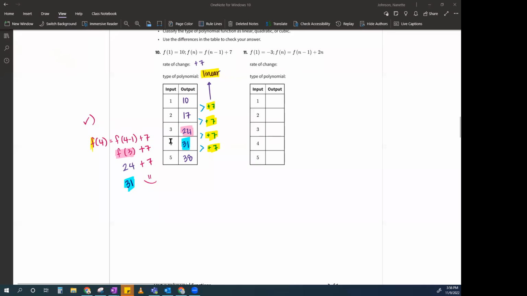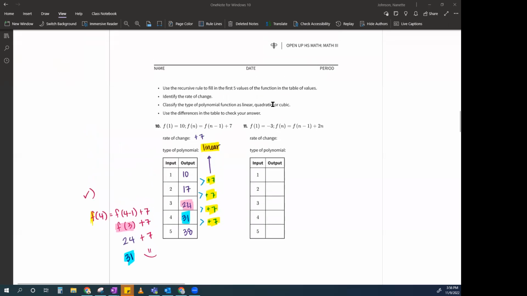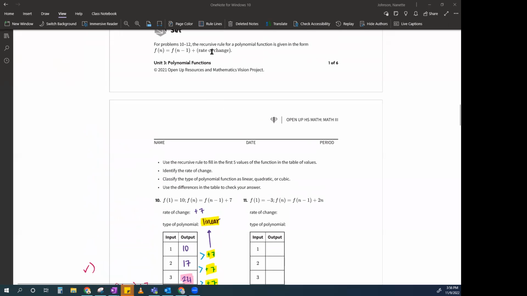Okay, so we're in 3.1 and we're going to do a couple of different problems. The directions are right here. It says for the problems, the recursive rule for a polynomial is given in the form of this: f of n equals f of n minus 1 plus rate of change. Now, if you're unfamiliar with recursive rules, no problem. Just kind of ease into them as seeing them.